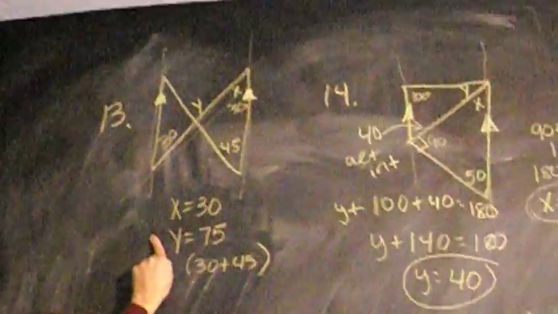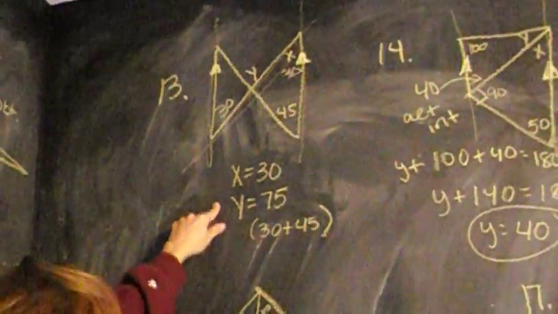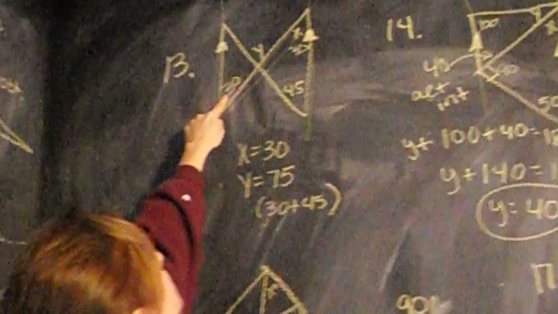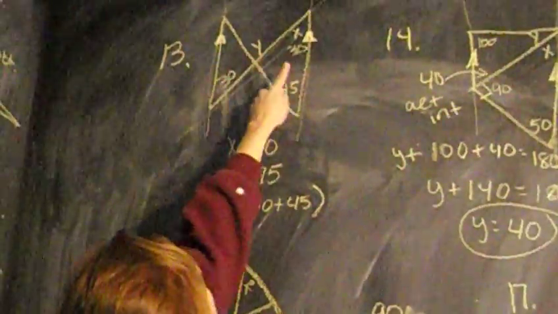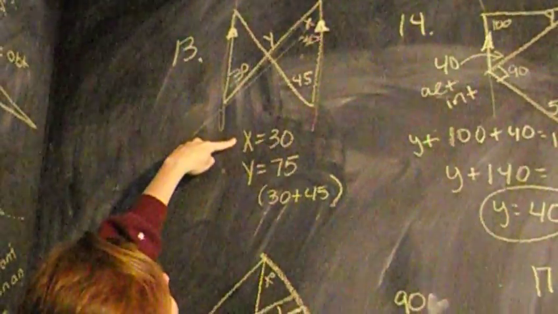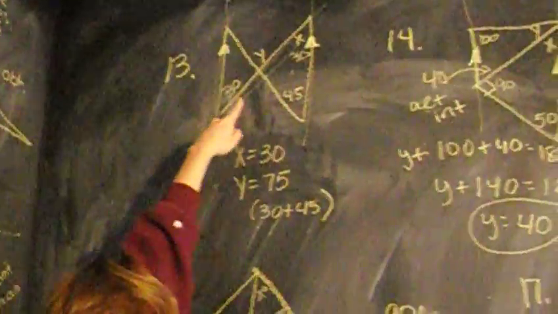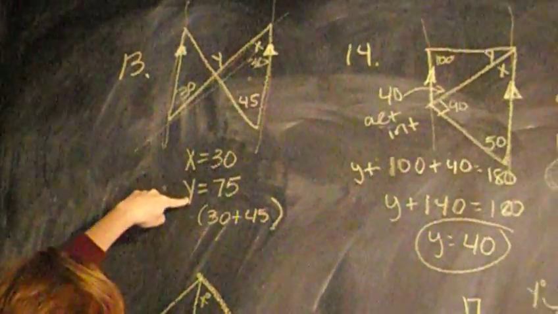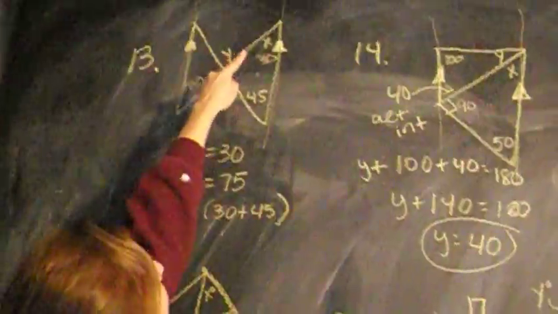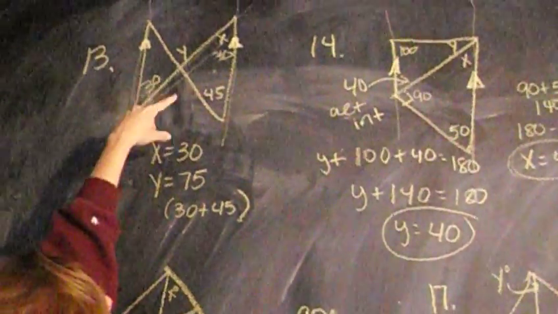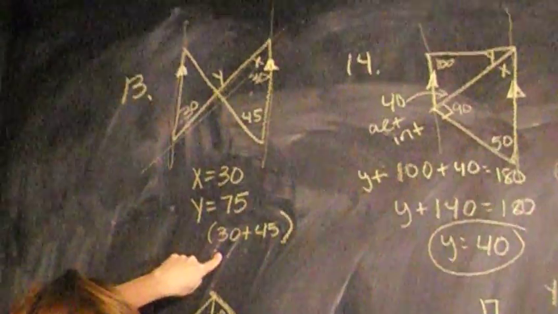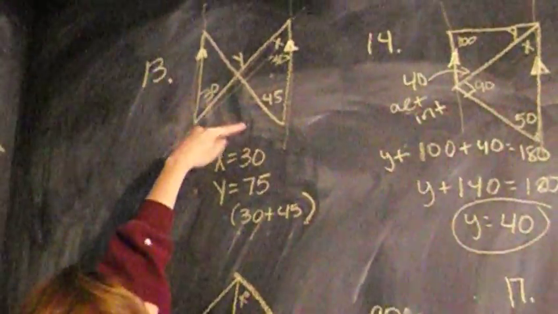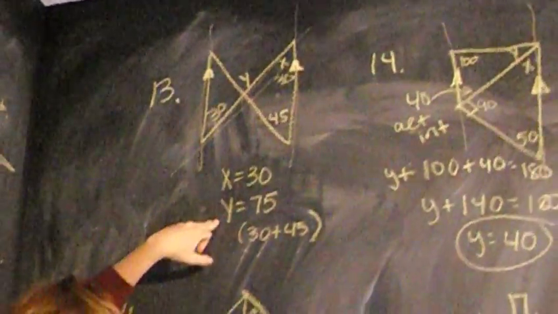Okay, number 13 is up here. And it said find the values of x and y. So I had two parallel lines. If you notice, 30 and x are alternate interior. I extended my lines. So those two are alternate interior. I get x equals 30. And then I just took y is the exterior angle of x and 45. So if I add x, which is 30, plus 45, I'm going to get 75. And that's the same measure as angle y, which is exterior.